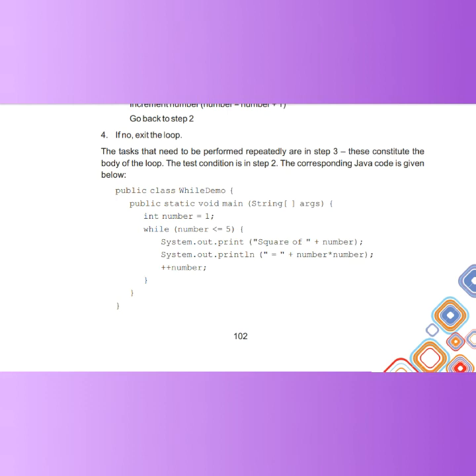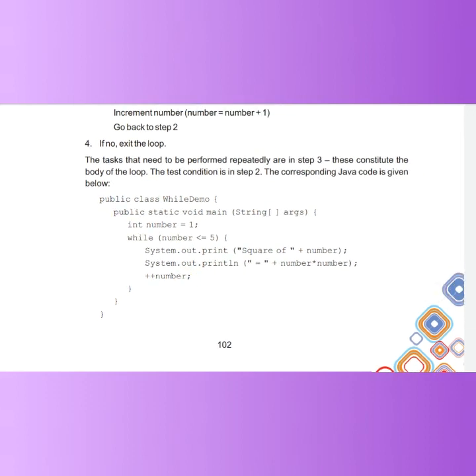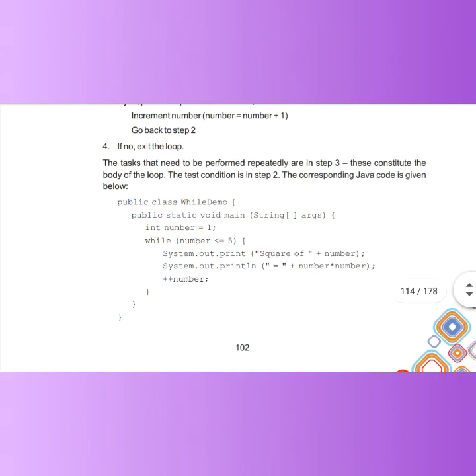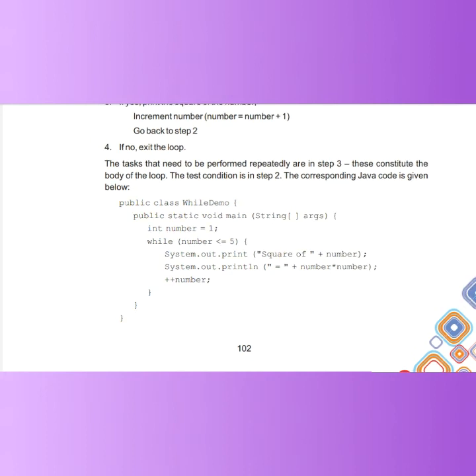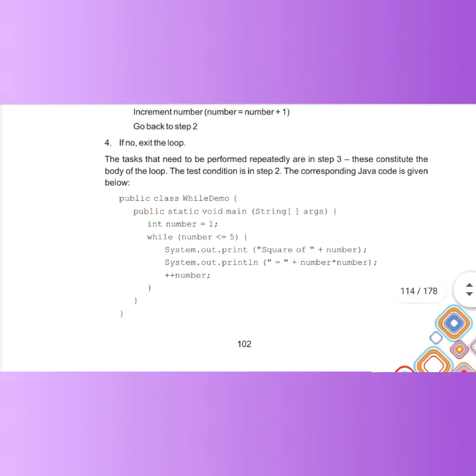So here my number becomes 2, and now the control will again come to the while statement and check the condition. Now number is 2, so 2 is less than or equal to 5, the condition is true. Now again System.out.print square of number, now 2, and println equals plus number into number, so 2 into 2 is 4. So we will get the output square of 2 is equal to 4. Again it will increment the number by 1, that is 2 plus 1 is equal to 3.